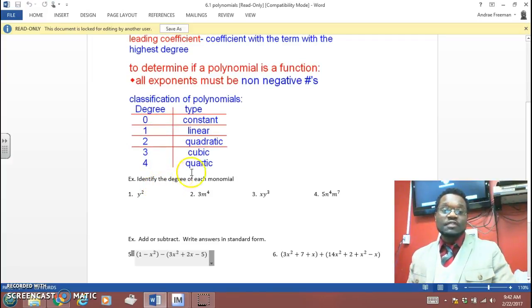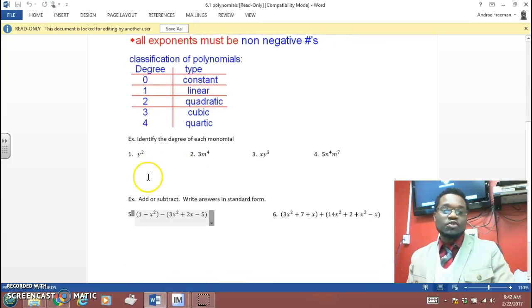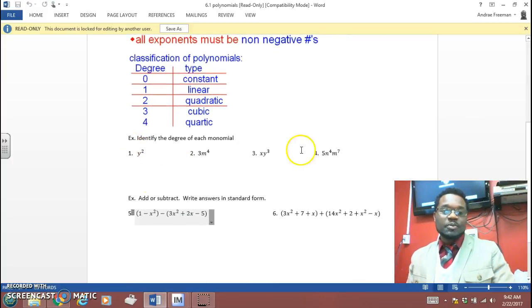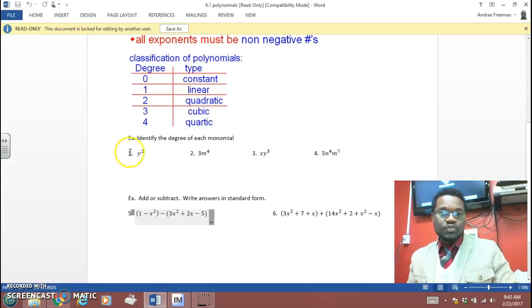Identify the degree of each monomial. Mono is the prefix for 1. Okay, so each one of these is one term. And a term, I've said this before, that's why the definition is not on here, a term is anything separated by a plus or a minus. And nothing's separated in any of these by a plus or a minus. So it's one term, even though it gets more and more complicated as we go through 1 through 4.